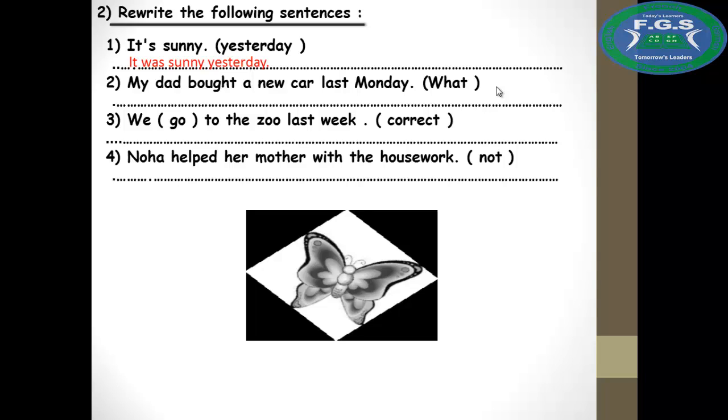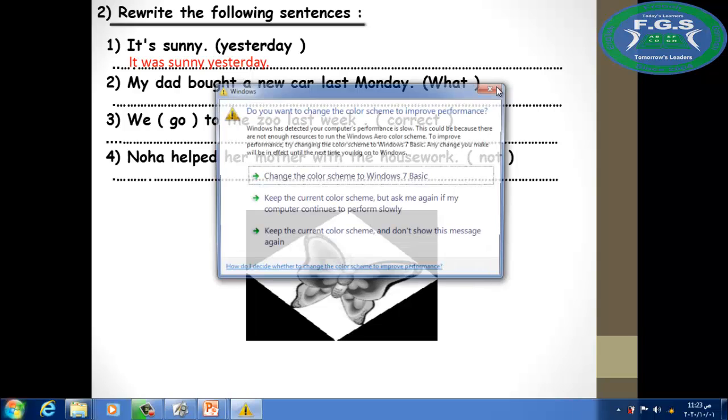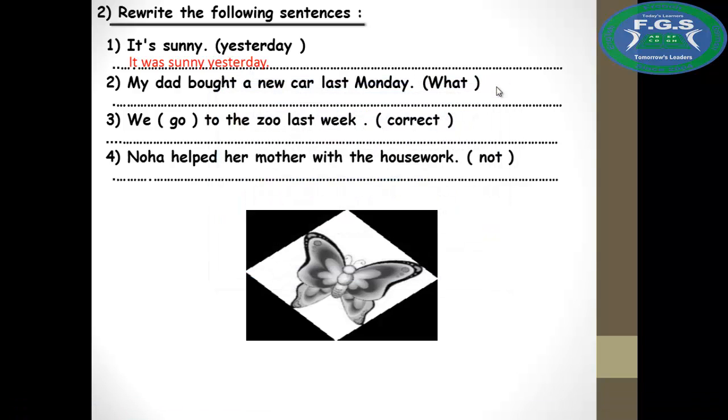Number two, my dad bought a new car last Monday. We want to make a question with what. So, what will be the answer? That's okay, thank you. The answer is, what did your dad buy last Monday?